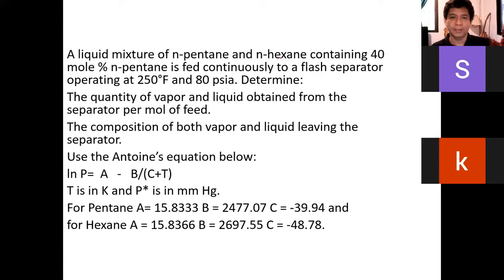You need to determine the quantity of vapor and liquid obtained from the separator per mole of feed. Yun na nga yung B over F. Tapos, you also need to determine the composition of both vapor and liquid leaving the separator. So, halimbawa, ang vapor, hanapin nyo yung y sub P, pentane tayo. Tapos, sa liquid naman, hanapin nyo yung x sub P, leaving the separator. Nakakasunod? And then, itong vapor na to, this is B. Tapos, this is L. Use the Antoine's equation below: ln P equals A minus B divided by C plus T.